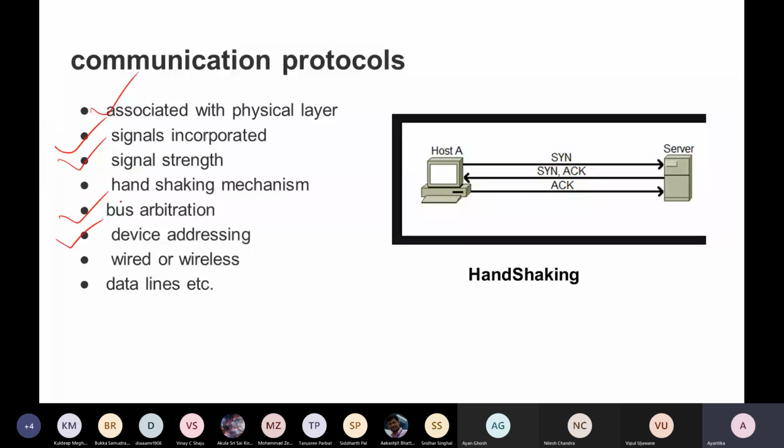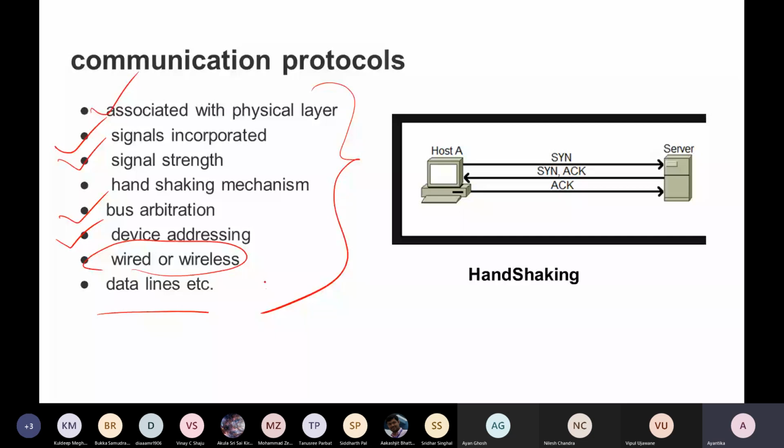Then there is a possibility that from one component you can send data to multiple components. How will you define the addressing? The sender will define to which receiver it will send the data, or which receiver will accept the data it is sending. Whether it is wired or wireless, what the data lines are and how the data lines and data frames look, etc. Based on that, we will be defining different communication protocols, and in most of the protocols we will be discussing these features.